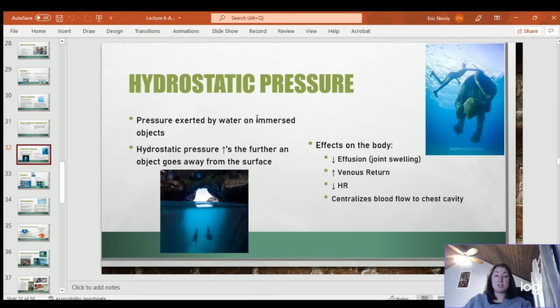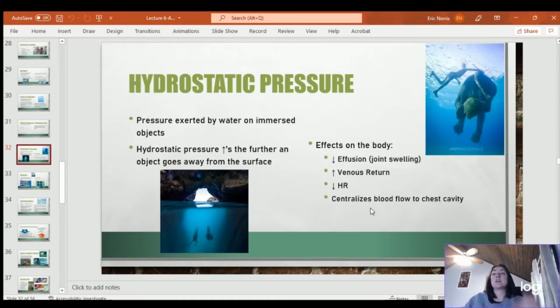Hydrostatic pressure, that's the pressure exerted by water on immersed objects. It increases the further an object goes away from the surface. Some of the effects on the body are that it could decrease effusion, decrease your joint swelling. It could increase venous return because the pressure pushes that fluid back to the heart. It can decrease your heart rate, and it can centralize the blood flow to the chest cavity. So less blood is going to the extremities and more to the chest cavity.